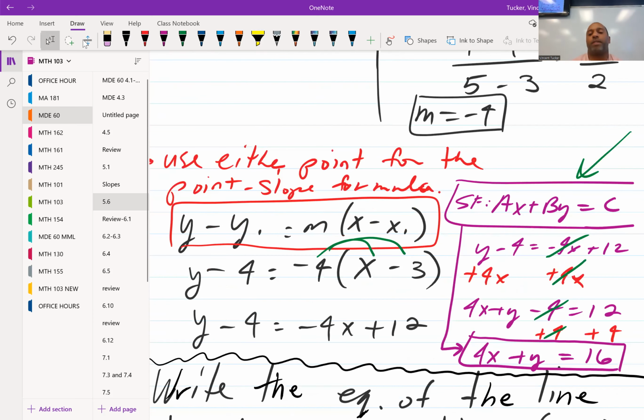So I added 4x to both sides and then added 4 to both sides so that I have my x term and my y term on one side by itself, and then my term without a variable at all on the other side. So that'll give us 4x plus y equals 16.